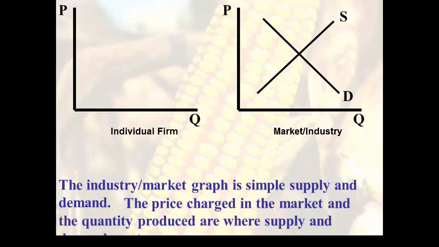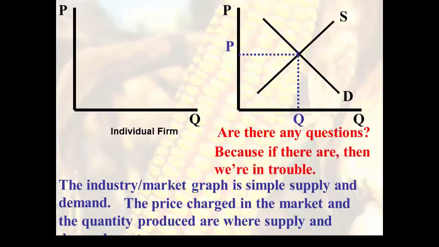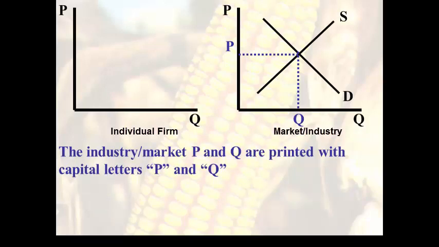And wherever supply and demand meet, this is the price that's going to be charged in the marketplace and the quantity of all of the output in the entire marketplace. Are there any questions about this market or industry graph? Because if there are, then we're in trouble. The industry market then is labeled with a capital P and a capital Q.